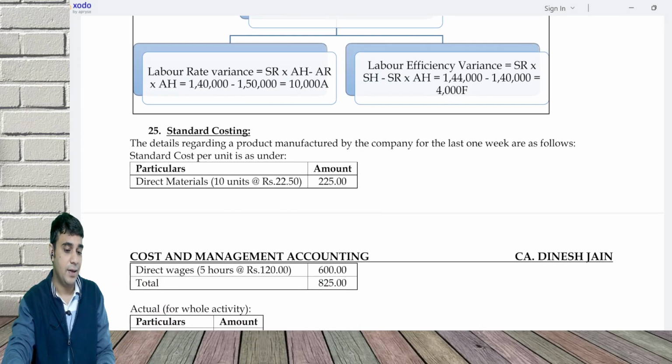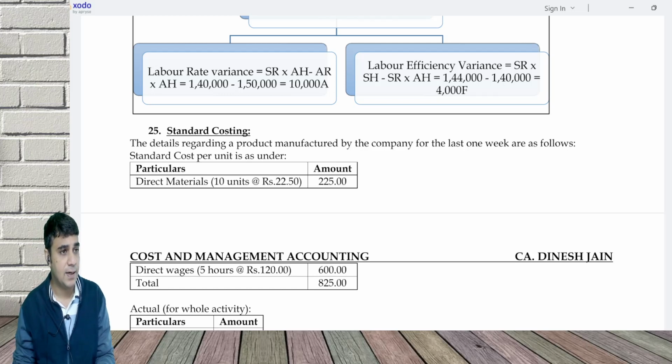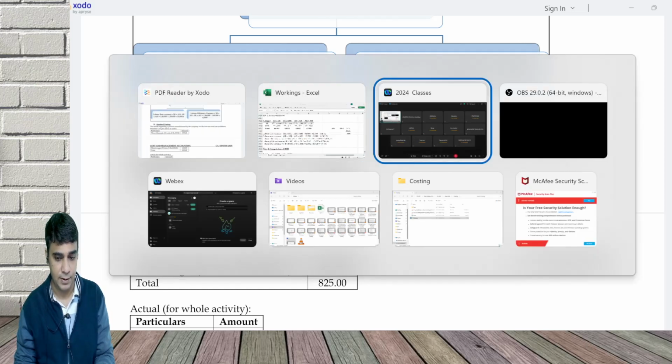Material variance: single material, multiple material? Single. Labor: single, multiple? Single. With idle time, without idle time? Without idle time. So let's start first material variance table.